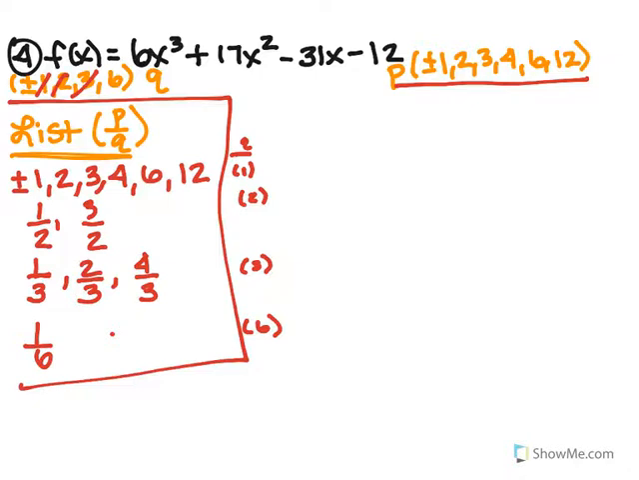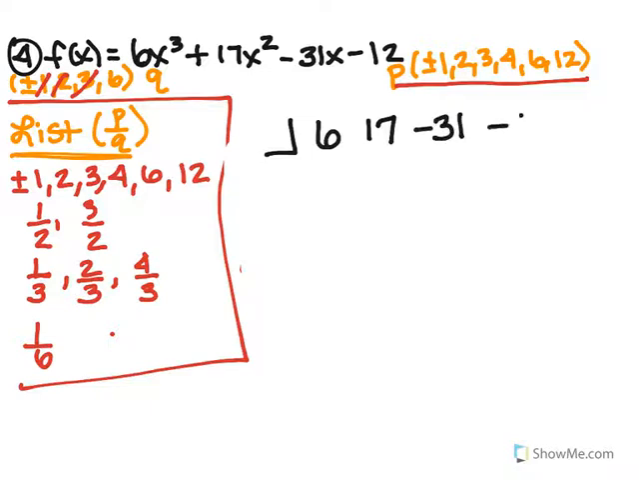Now, we're going to do synthetic division. And I'm going to check. I go from third degree, second, first to no degree, so I'm not missing a term. I got 6, 17, -31, and a -12. Bring down 6.